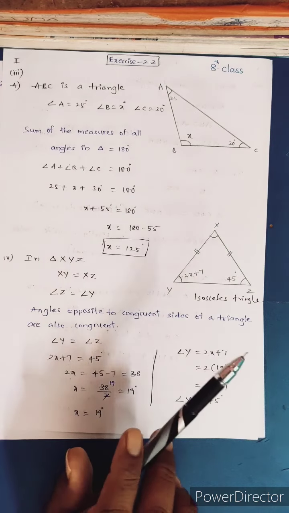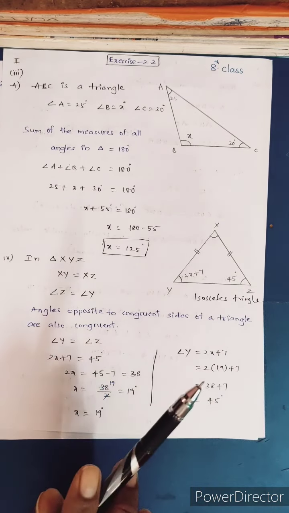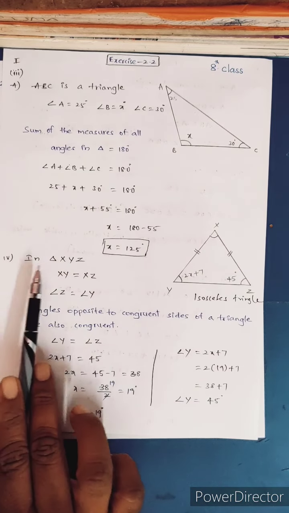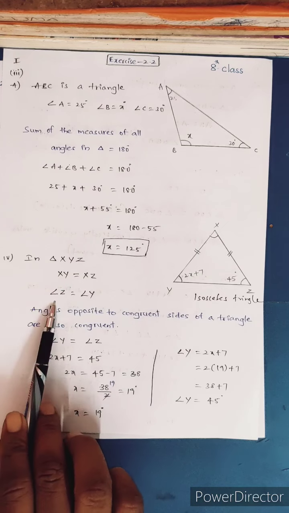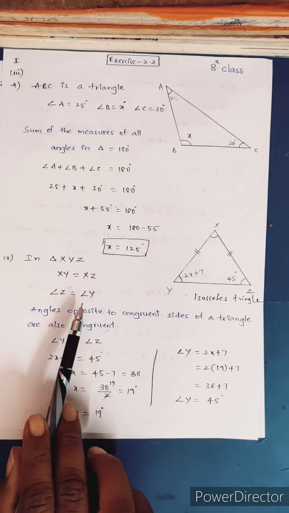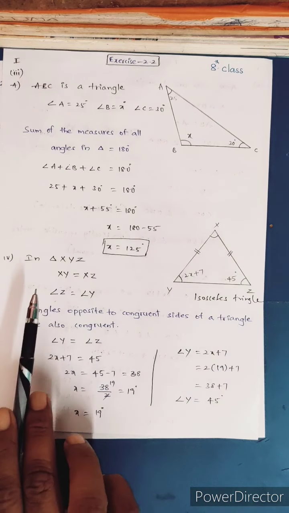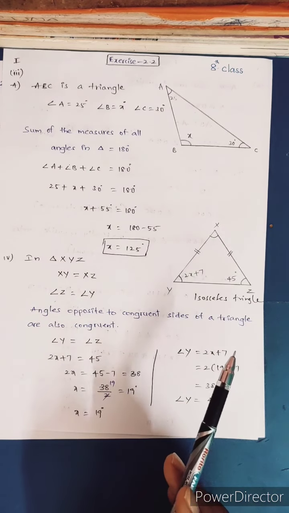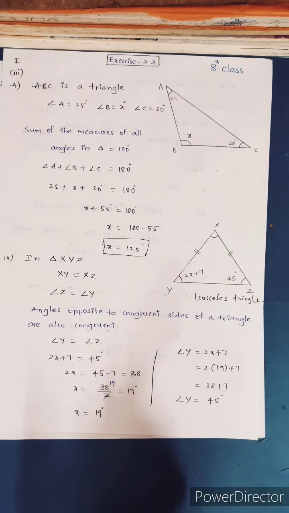Equal sides' opposite angles are also equal in an isosceles triangle. This is one of the properties. So in triangle XYZ, XY is equal to XZ. Opposite XY is angle Z, opposite XZ is angle Y. Sorry, these two sides are congruent. Then these two sides' opposite angles are also congruent to each other.